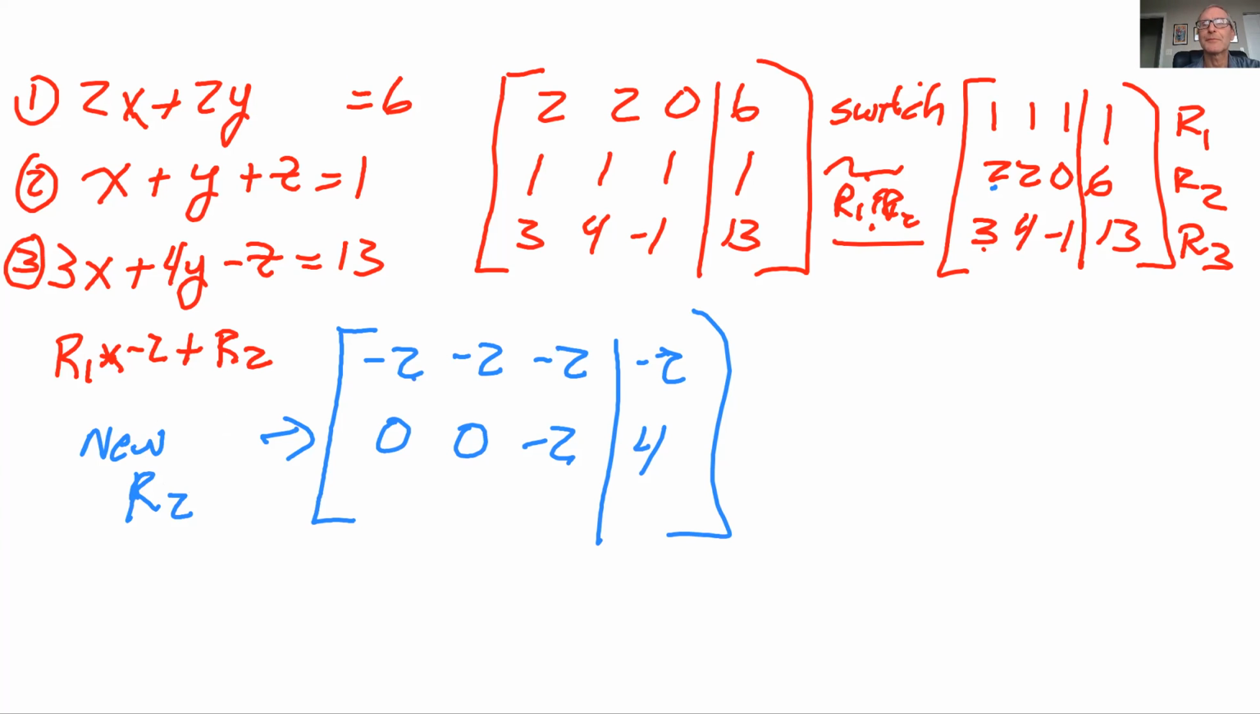And so what I'm going to do here is just erase this and put the new R2 in here, and I'll leave it in blue so we know that is new. So that would be 0, 0, -2. I lost my line there. And that would be 4.